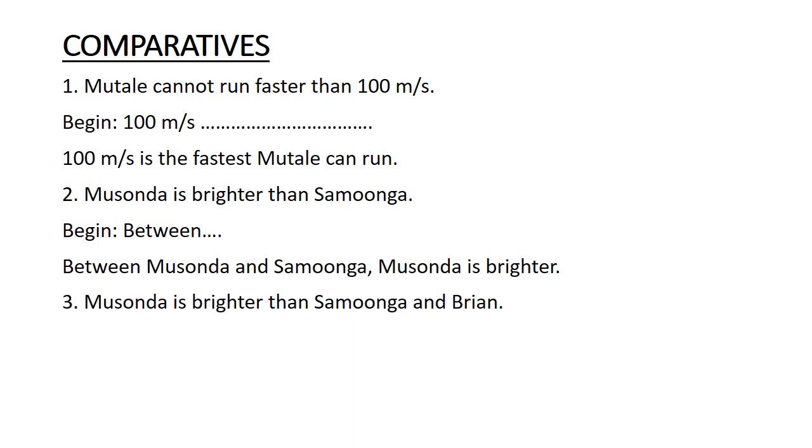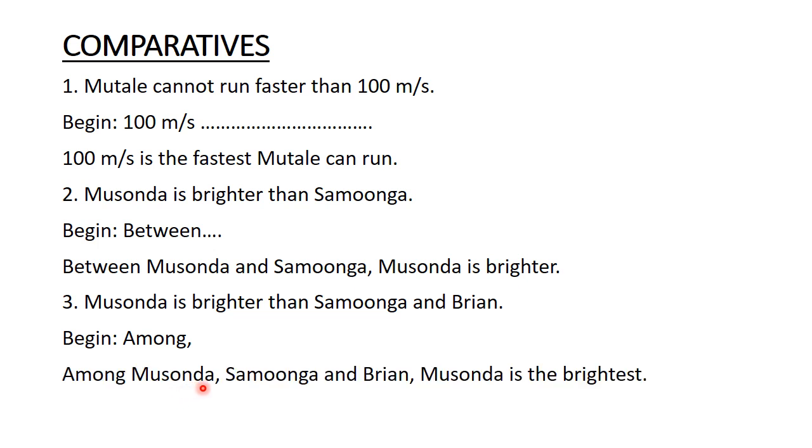Number 3, Musonda is brighter than Samonga and Brian. So here we have 3. If you have 3, you cannot use between, you cannot use brighter. You have to use among. If you have more than 2, you have to use among. So here we have Musonda, Samonga, and Brian. The question says begin among. So it will be: among Musonda, Samonga, and Brian, Musonda is the brightest.